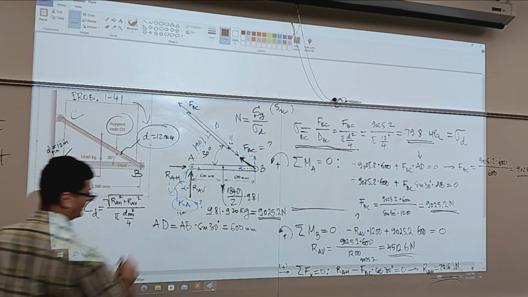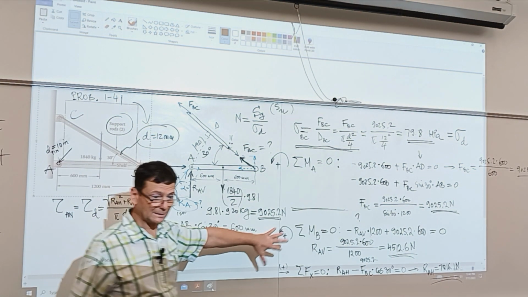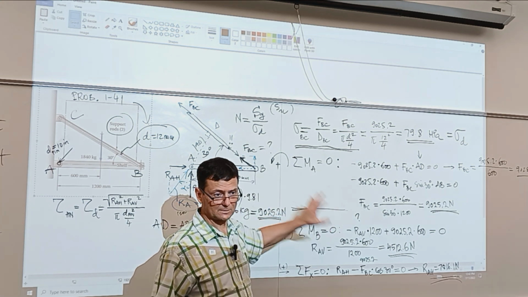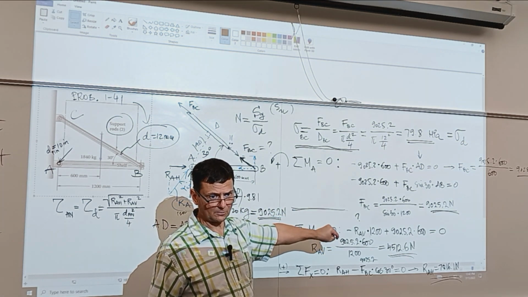We can implement this equation. Was it clear what I've done? So again, this is statics, all statics. Don't forget the FE quiz on Thursday.